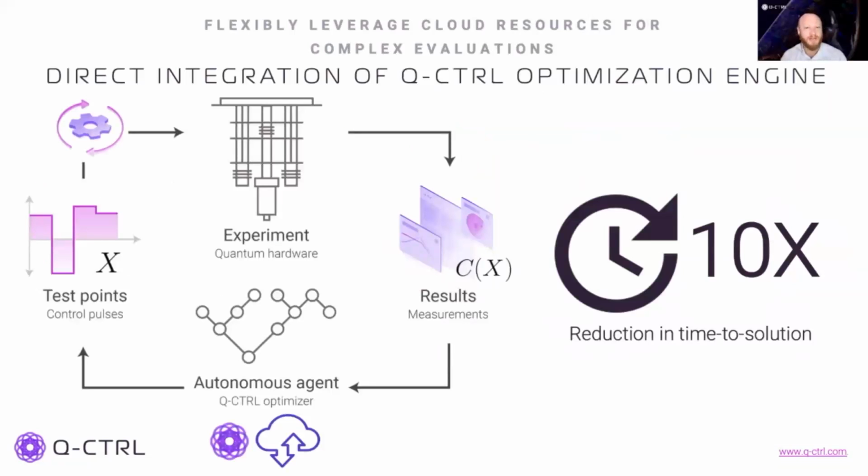The final advantage of Boulder Opal's automated optimization engine is its managed cloud compute infrastructure. We have optimized our implementation of the autonomous agent so it runs with a 10x reduction in time to solution compared to an implementation on a local machine.